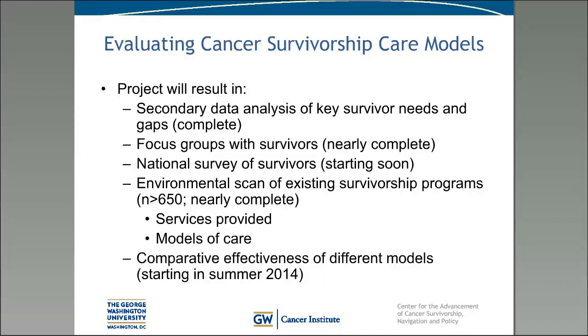Simultaneous to those other activities, we've been working on an environmental scan of Commission on Cancer accredited programs to see what kind of survivorship care they're providing, who's providing it, and how the care is being provided. From this, we'll know the services that are available through these programs, and we will also be creating some more descriptive models of care. And then this summer, we are going to begin the comparative effectiveness phase of the project, where we will compare several models in terms of their impact on outcomes, and those are the outcomes that patients identified as important during the first phase of the project.